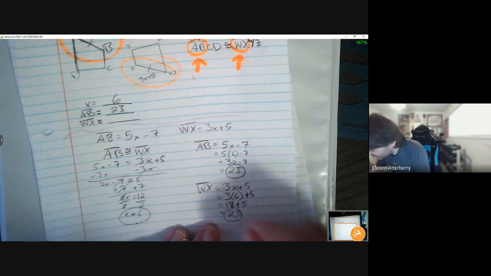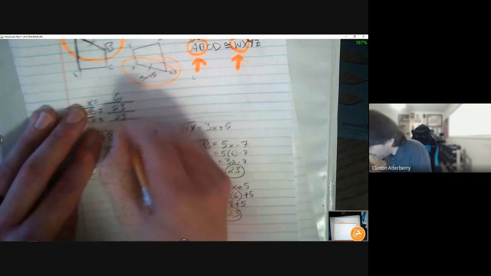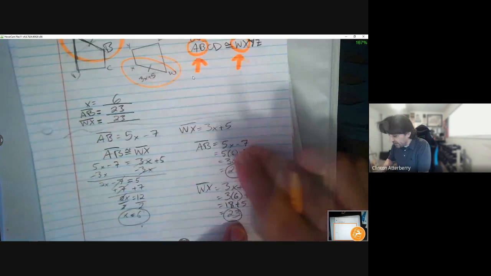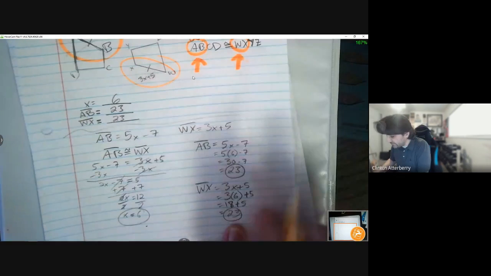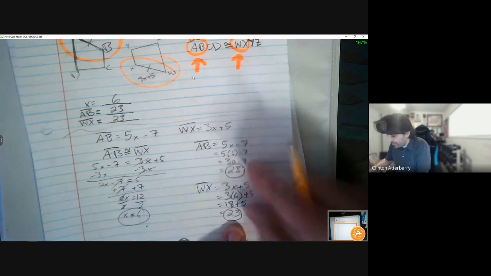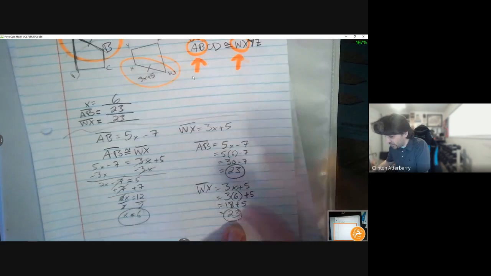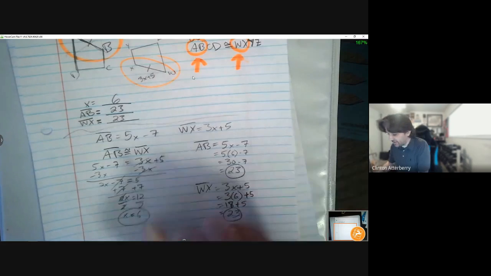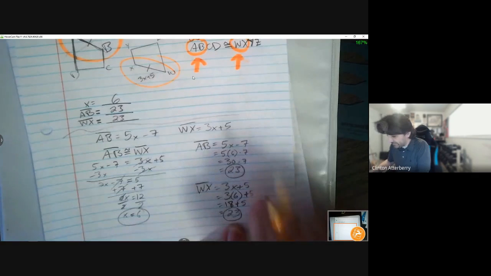And sure enough, I get 23. So that confirms that that's equal to that, right? This number made those two equal. Therefore, I feel very confident that I proved this to be correct. Because if that was 7, those wouldn't be equal, right? If that was 5, those won't be equal. Any other number, those won't be equal.